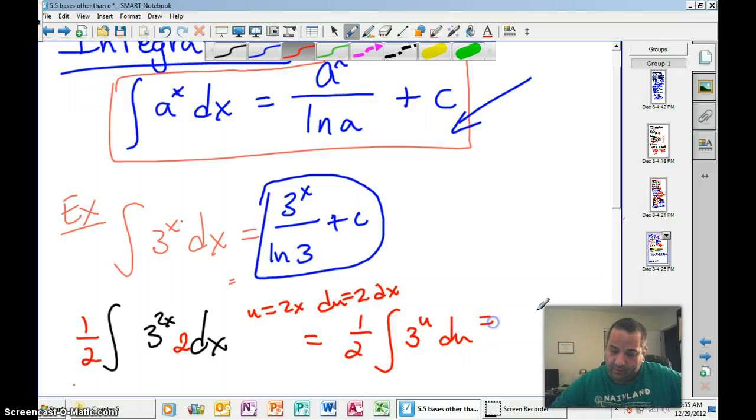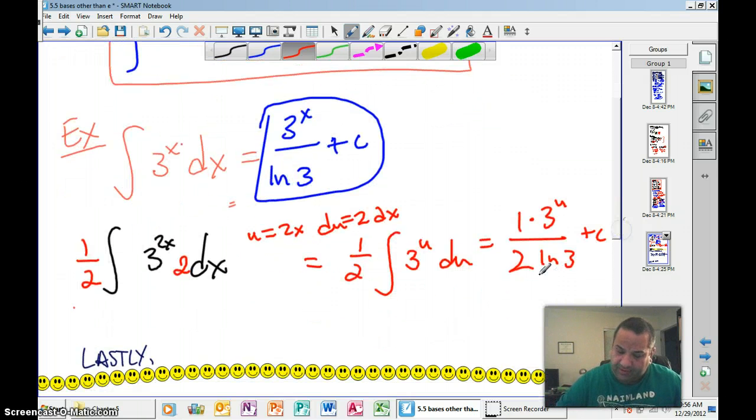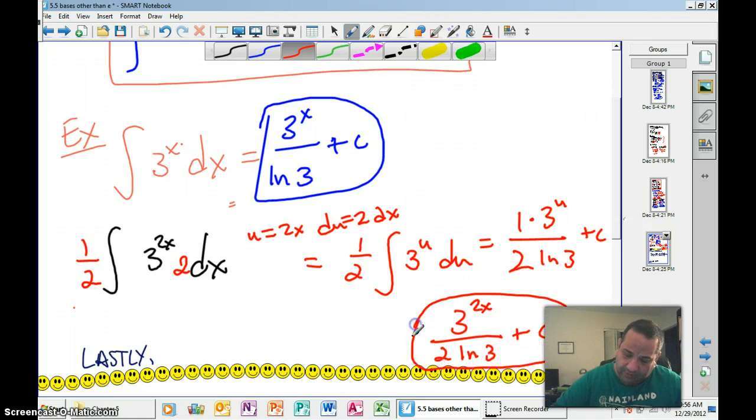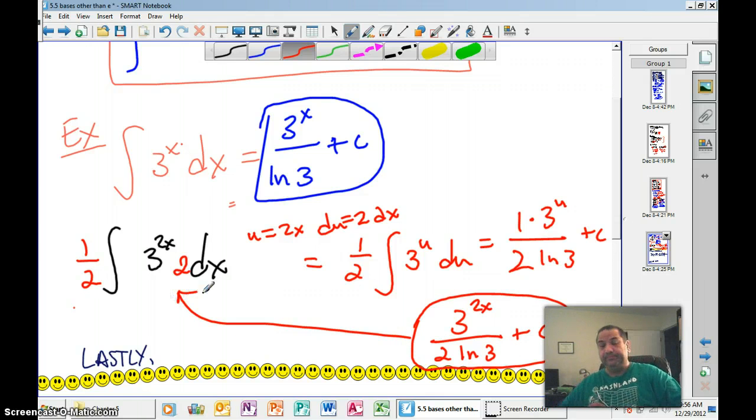So it'll be 1/2 times 3 to the u up top over ln of 3 on the bottom. All I gotta do is replace the u and I'm done. All right, don't forget your plus c. So it's 3 to the 2x all over 2 times ln of 3 plus c. That is the answer to that black original problem.